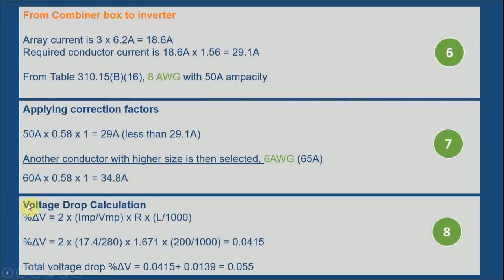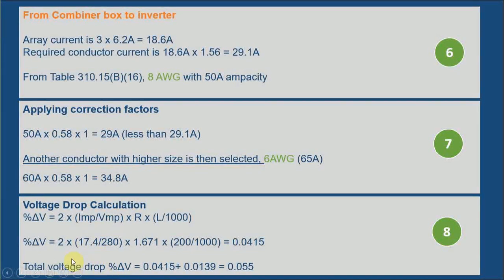Finally we come to the voltage drop calculation, and in this case some factors have changed. The first is the conductor resistance: since the conductor size is 6 AWG, it has 1.67 ohm per kilometer from that table. The length of the conductor is 200, and the current for this case is 5.8 multiplied by 3 strings, which gives us 17.4.